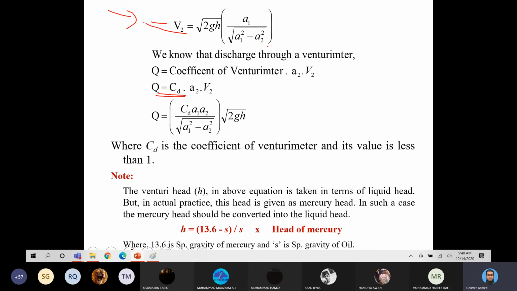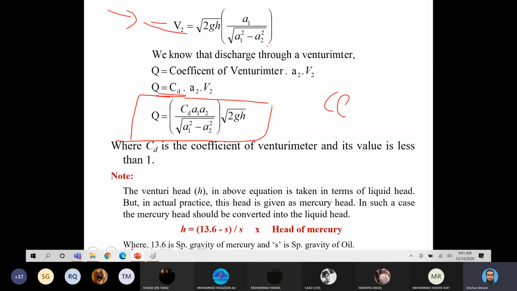ये V का फार्मूला है, तो आप Q अगर निकालेंगे तो you can have this formula of Q. So where CD is the coefficient of venturi meter and its value is less than 1. Okay, और एक और चीज अब इसमें important है. The venturi head H in the above equation is in terms of liquid head, but in actual practice this head is given as mercury head. In such case, the mercury head should be converted to liquid head.